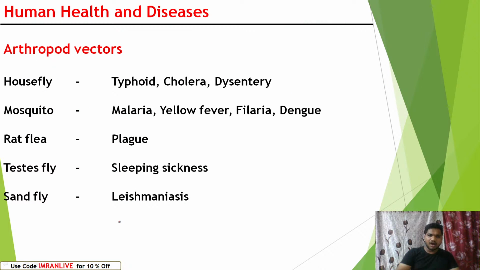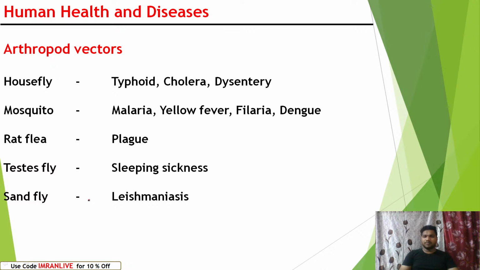Let's start our discussion on arthropod vectors. These bring various disease-causing pathogens into the human body. Once these pathogens enter the human body, they start damaging our cells. Of course, in our body, we have white blood corpuscles which fight against pathogens. But if the amount of pathogens increases, our WBCs also cannot fight against them. So our immunity may be disturbed, and our health may also be disturbed.